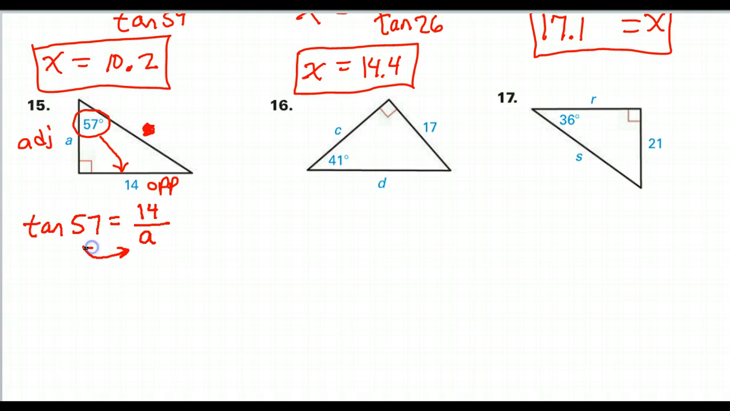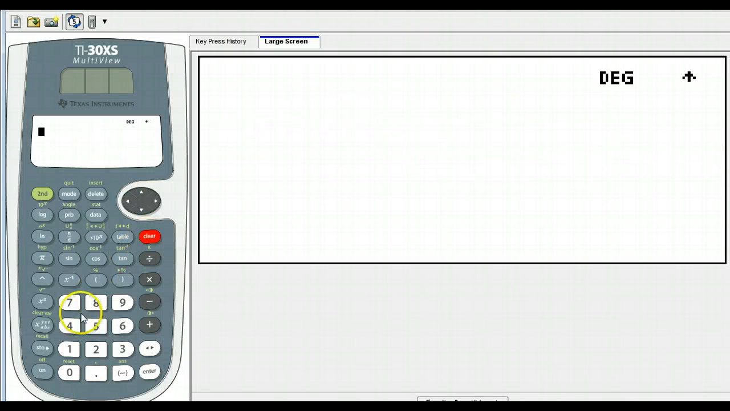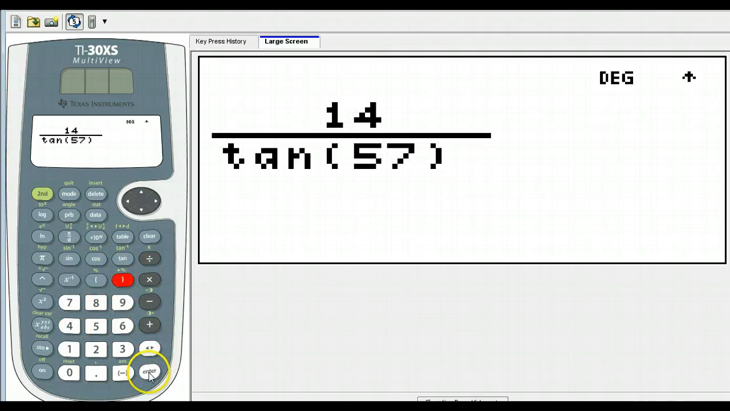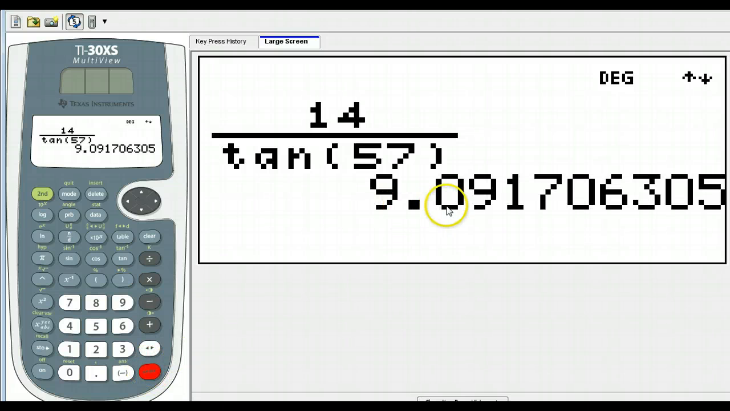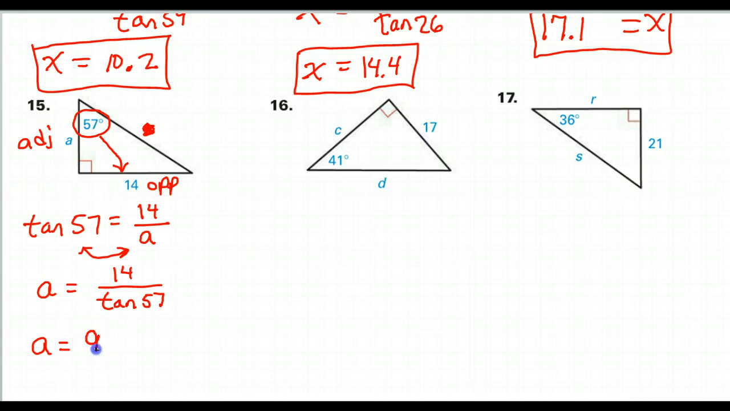This is one of those where we will reverse the denominator and the function because the variable is in the denominator. So this will become A is equal to 14 over the tangent of 57. So put that in your calculator. Okay, that's 9.1. Okay, so we found A.